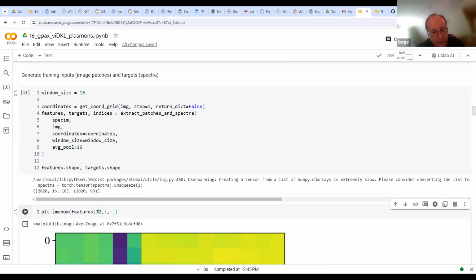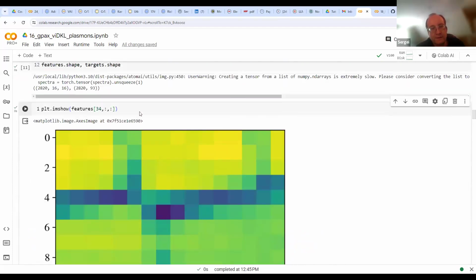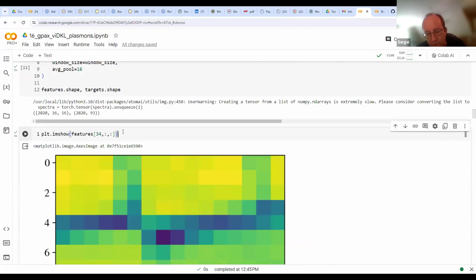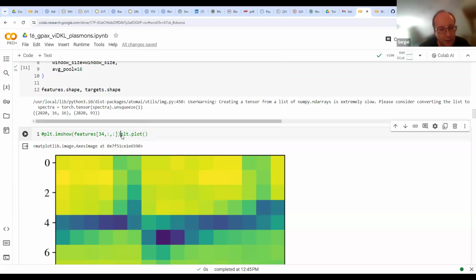If you look at patch number 34, this is a different location. So this is how our patches look. In a microscope, they would be sampled from the instrument; here they're pre-stored. We can also look at the targets, for example, if we want to look at the spectra.